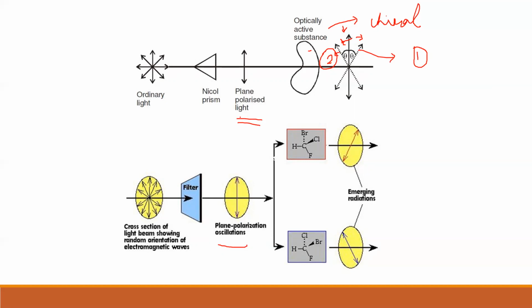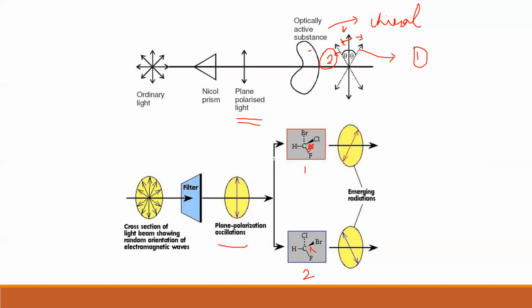Now, this can be passed through two compounds, compound 1 and compound 2. Now, are these two compounds chiral compounds? What should you do if you have to find out whether it is chiral or not? Yes, you should check the carbon atom. This carbon is chiral because it's attached to 4 different groups.